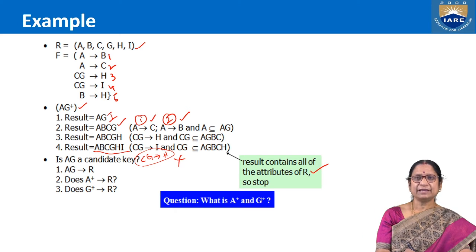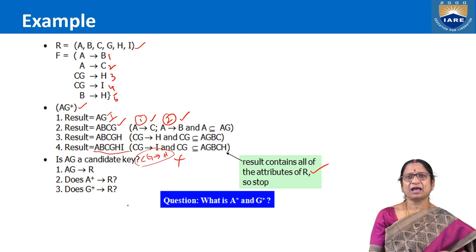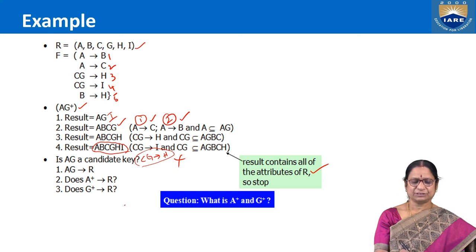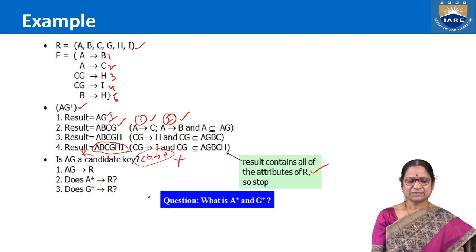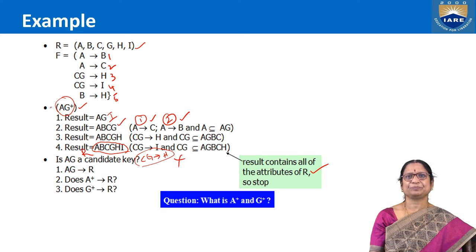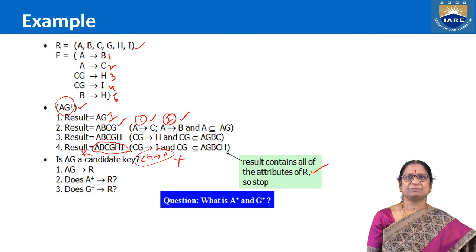Now, if any set of attributes is having attribute closure with all attributes of relation R, then that particular set is known as a key. Now, what is AG plus? AG plus is having A, B, C, G, H, I, which is equivalent to R only. So if this closure is having all attributes, then this AG will become a key. Now, AG is a candidate key because AG determines all other attributes. So that's why we will consider this AG as a key.